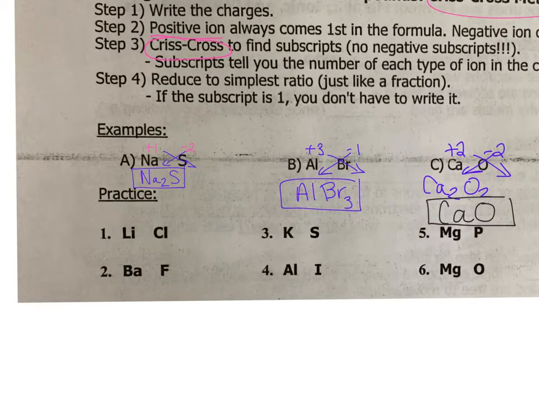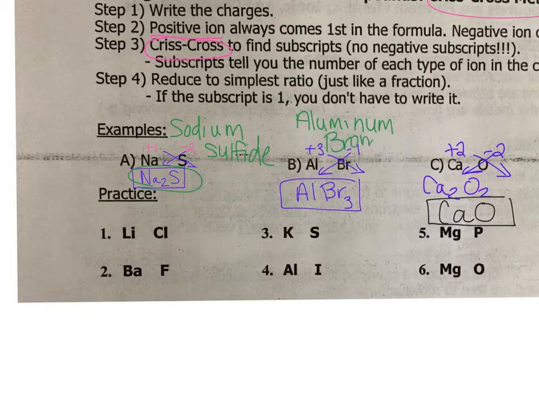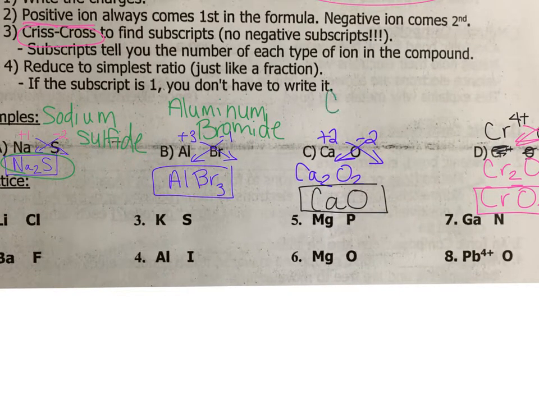Now, here's the other catch. Ready? Okay, how would you name the first guy? This first one right here. What is its name? Sodium sulfide. All right, this next one. Aluminum bromide. Good. Somebody from the back. What's the next one? Calcium oxide. How about this last one?